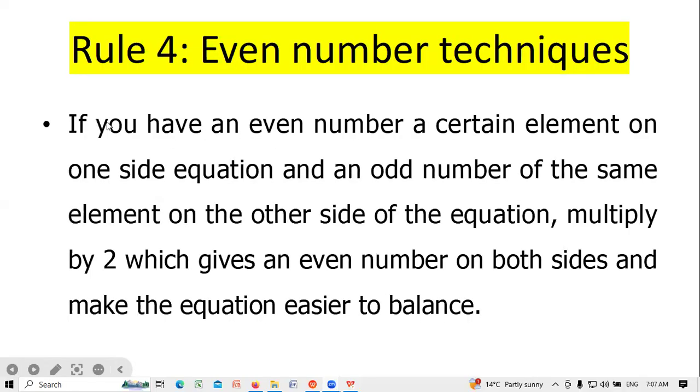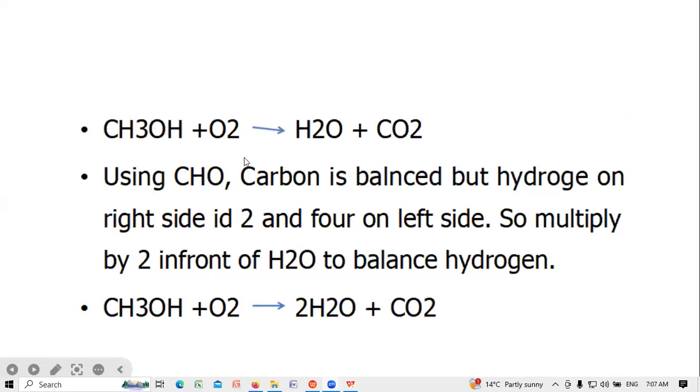Even number technique: if you have an even number of a certain element on one side of the equation and an odd number of the same element on the other side of the equation, multiply by two, which gives an even number on both sides and makes the equation easier to balance. For example, methanol reacts with oxygen to produce water and carbon dioxide. Using the CHO technique, carbon is balanced, but the hydrogen on the right side is 2 and on the left side is 4. So multiply by 2 in front of water to balance the hydrogen. See, 2 is multiplied before the water, and so hydrogen is also balanced.